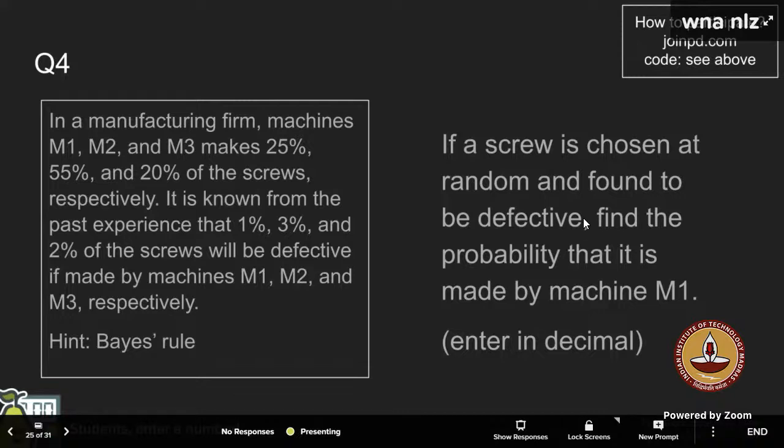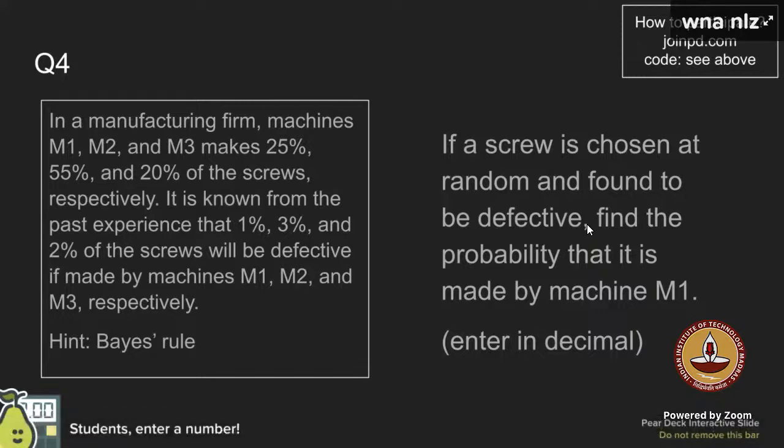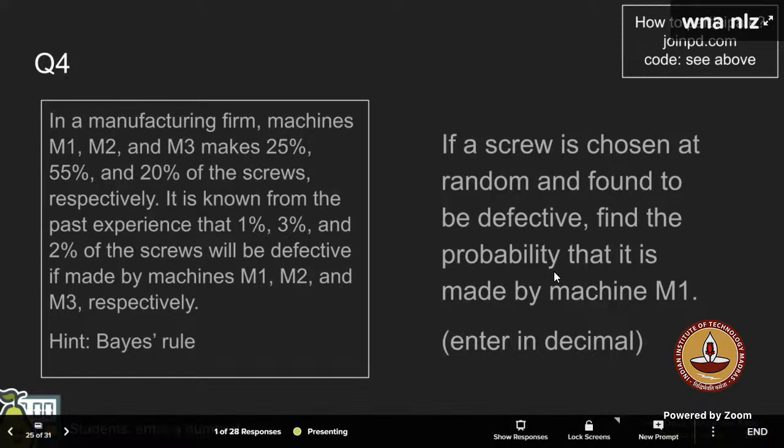So it will be from either of those three machines as we just saw. So it was total probability, like we were getting from all the totals. So we used total probability. Now, in that question we were not given that the screw is defective, but this time it's given that the screw is defective. Find the probability that it is made by machine M1. Okay. Now, all take your time to solve this.